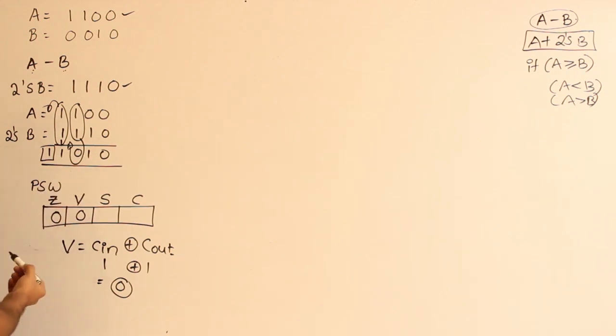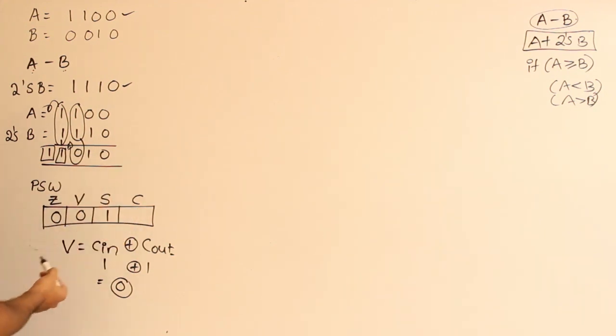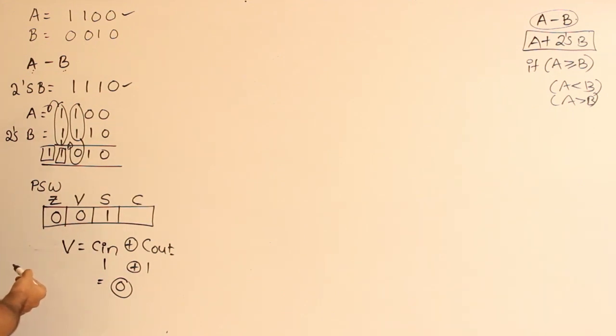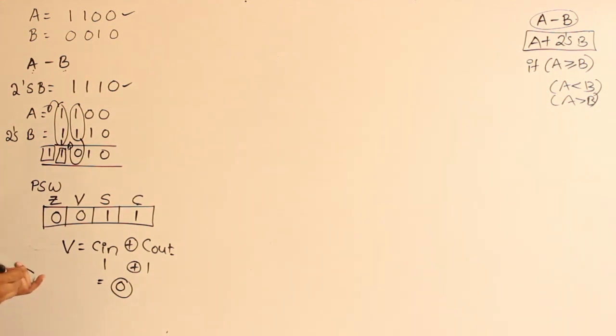There I discussed overflow clearly. And now what about the sign bit? Yes, since the sign bit is nothing but the most significant bit, this one, and since this is 1, sign bit equals 1. And what about the carry bit? The carry bit in this case is 1. We got a carry, right? So these are the flags which will remain after the operation a minus b.